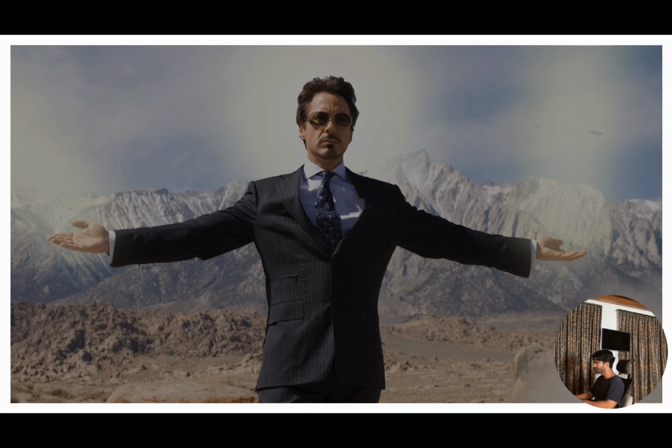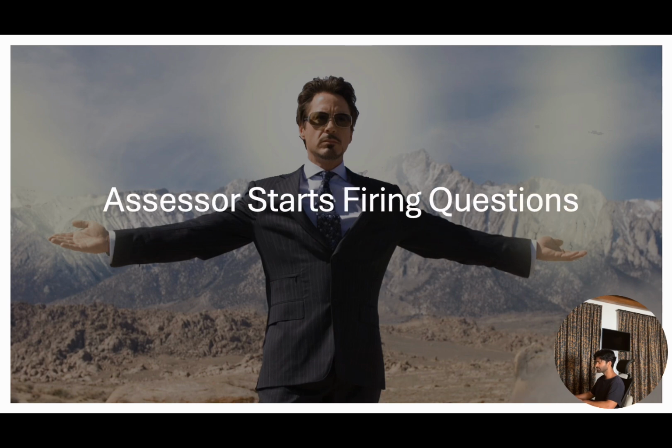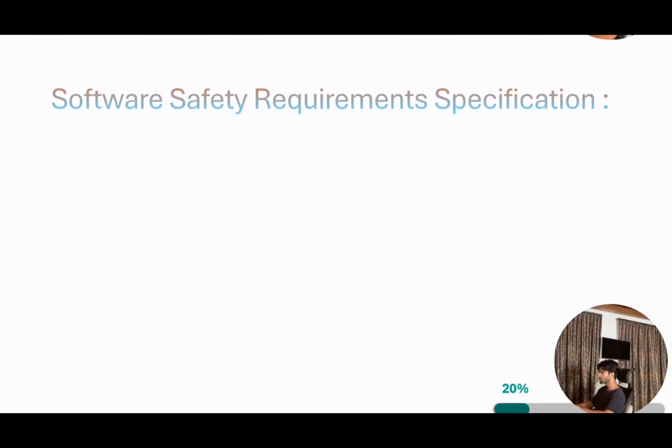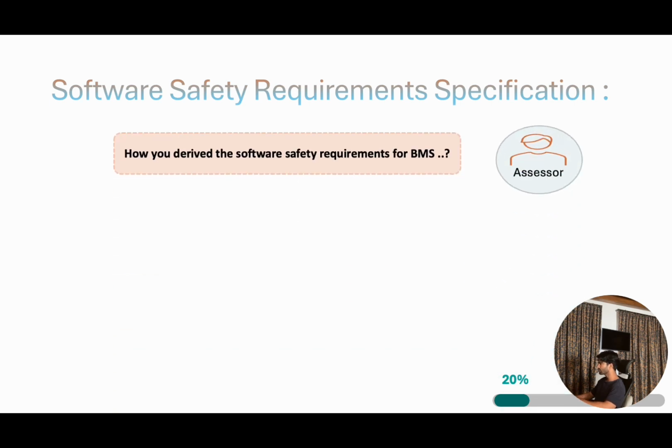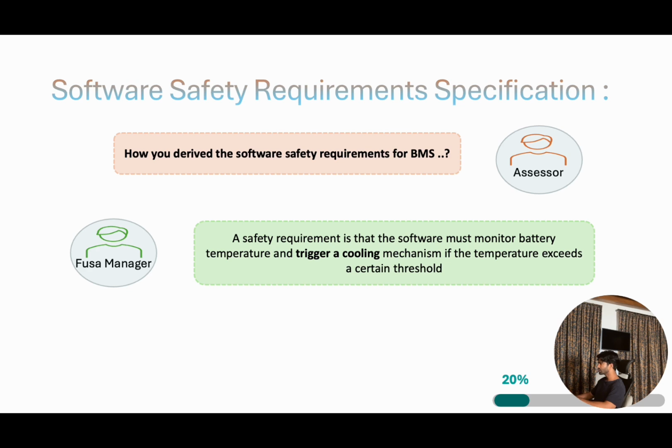Now we reach the main event. The assessor, as I mentioned, will take the stage and start asking questions. What kind of questions will he ask? Let's look at a few examples. The assessor will ask you to open the safety requirement specification. Then he will start asking some random questions. For example, show me the safety requirements for the BMS. Then a colleague will start presenting the document and showing the requirements.